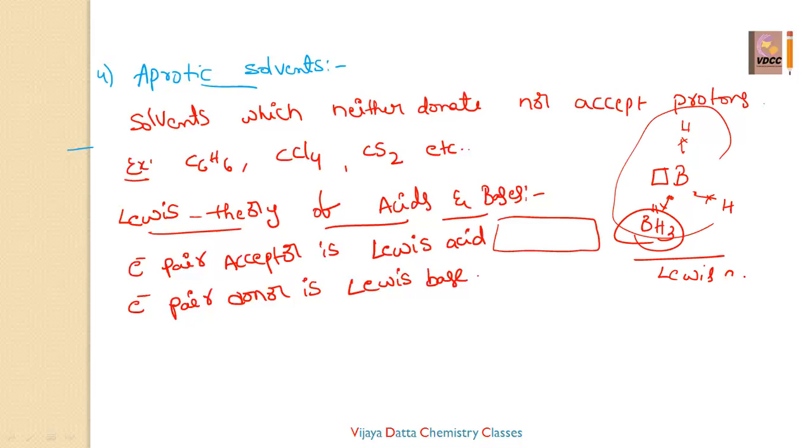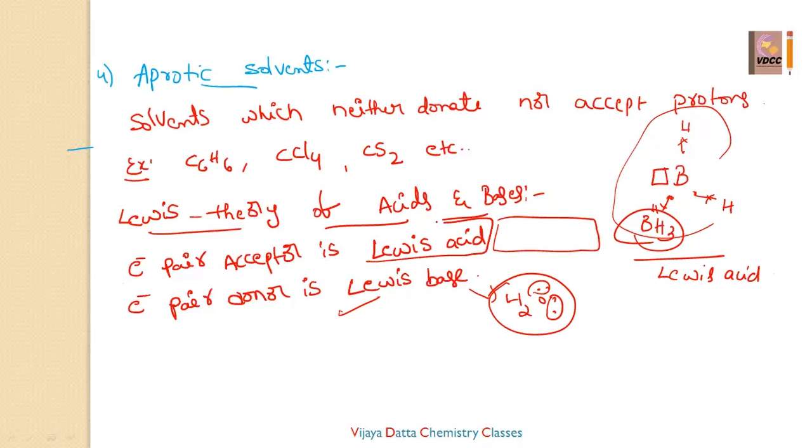Like this, an electron pair donor is H2O. Oxygen has 2 lone pairs, so it is ready to donate. So we can consider H2O as the electron pair donor. So a Lewis acid contains a vacant orbital and a Lewis base contains a lone pair of electrons, or non-bonded pair of electrons. Lewis acids are also called electrophiles.